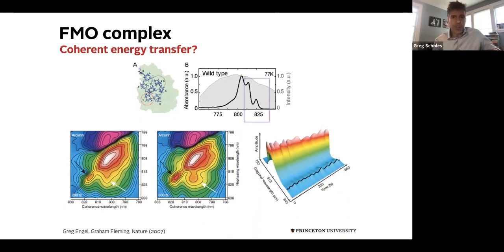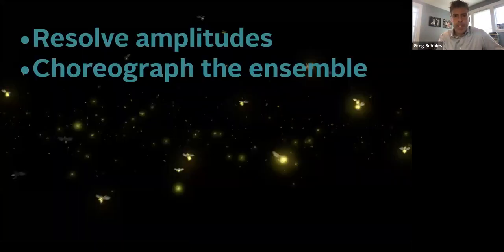And so that's what this 2D map is. The white arrow from Greg's paper is pointing to what's called a cross peak here in the 2D spectrum, and they made a movie of that as a function of time. And that's kind of the signature of that beating. And I'll show you that in a simpler example. So that's what got people excited.